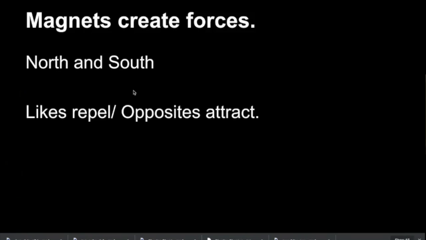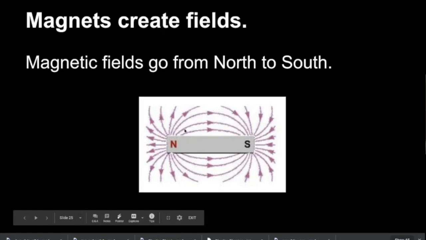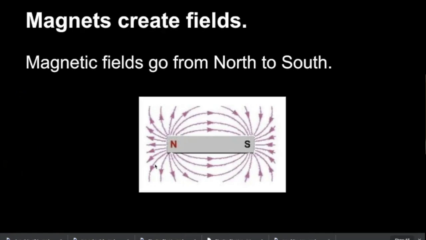Now, magnets behave similarly to charges, the poles do. So like poles repel each other, north repels north, south repels south, and opposite poles attract. Those field lines that I was talking about before have a direction to them, and they go from the north end of a magnet around to the south. Normally we would do a lab where we take iron filings and sprinkle them around a magnet, and you would actually see this pattern form.